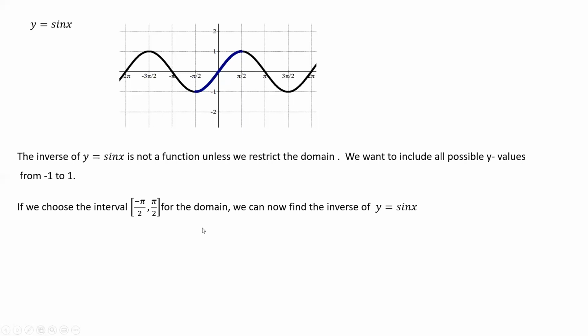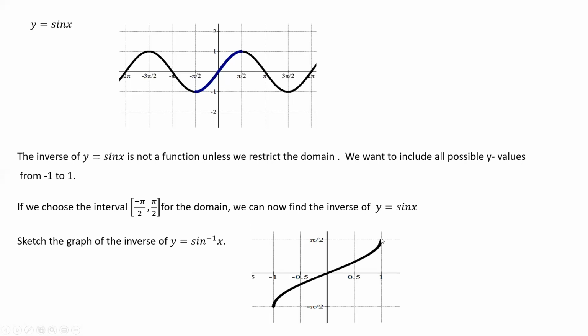We can now find the inverse of sine x. So take these values and swap the x and y values. (Minus pi over 2, minus 1) becomes (minus 1, minus pi over 2). (0, 0) stays at (0, 0). (Pi over 2, 1) becomes (1, pi over 2). When you graph those points, this is the picture you'll get: (minus 1, minus pi over 2), (0, 0), (1, pi over 2).